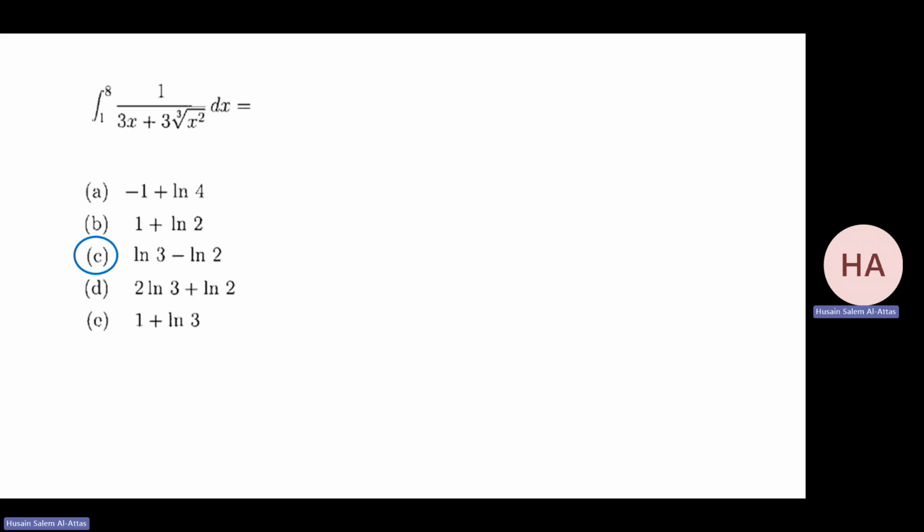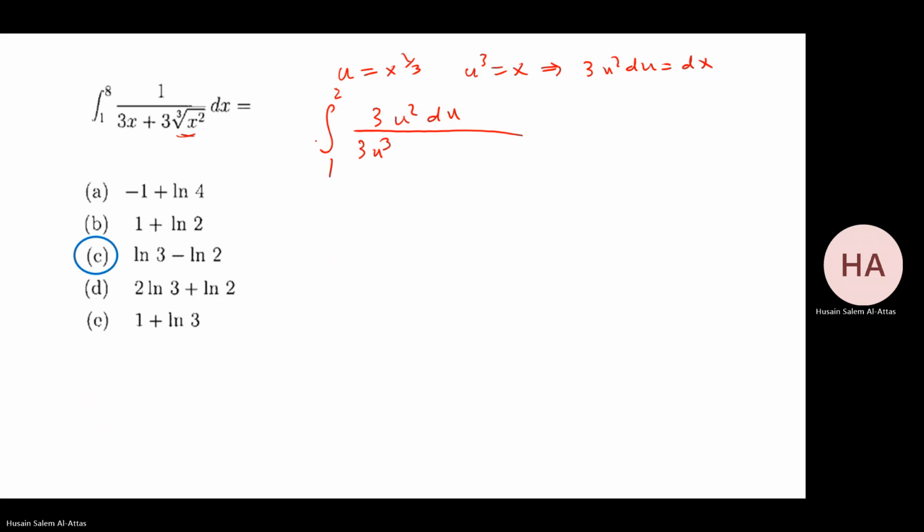Now, to get rid of this square root, I'll take u to be the cube root of x. Let me do the rest. Then I have u cubed equal x, so 3u squared du equals dx. Plug the numbers: 1, and 8 to the power 1 over 3, this is 2. dx is 3u squared du over x, which is u cubed.